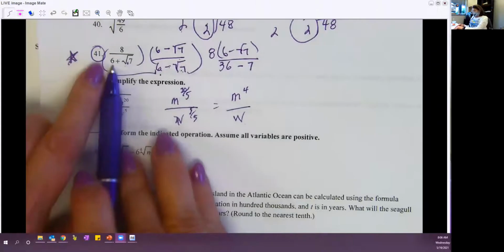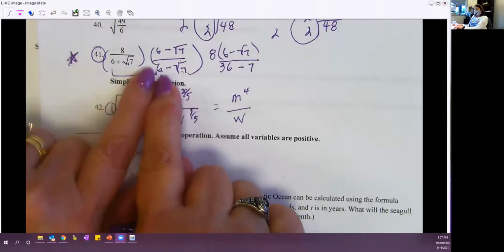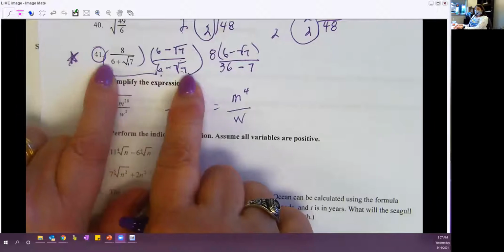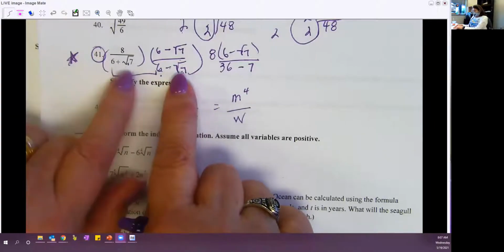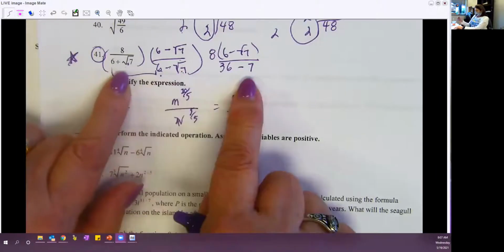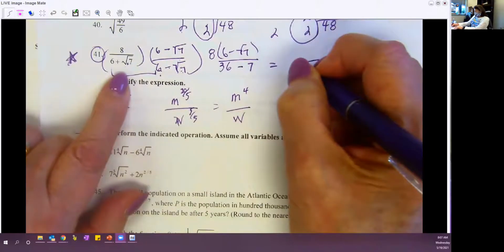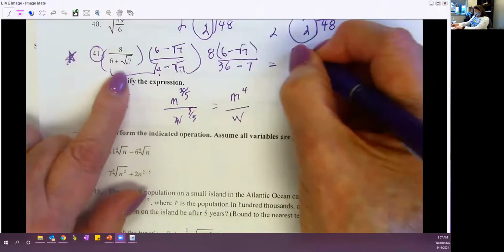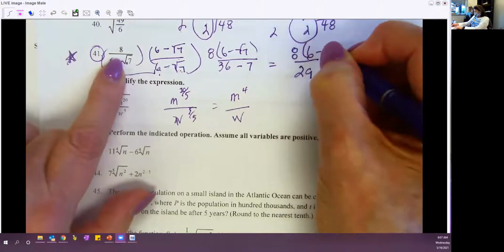So if I do FOIL with this, I get the 6 times 6 is 36. Then I get the 6 times the plus square root of 7 and the 6 times the minus square root of 7. So when I add those together, that's 0. They go away. And then I add the plus square root of 7 times the negative square root of 7 gives me minus 7. So then the denominator ends up being 29, and the numerator is 8, which is here from this side, times 6 minus the square root of 7.